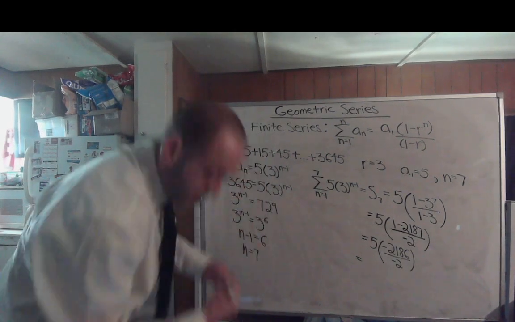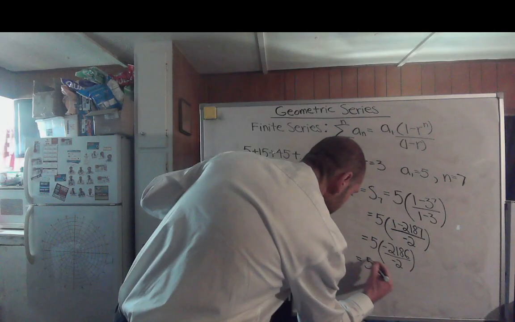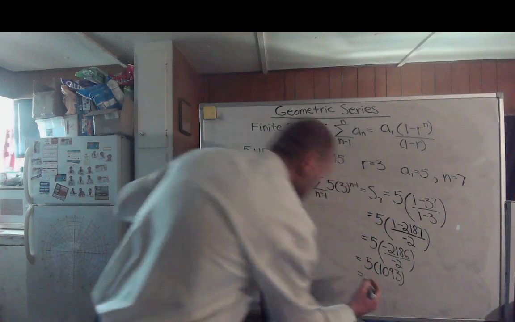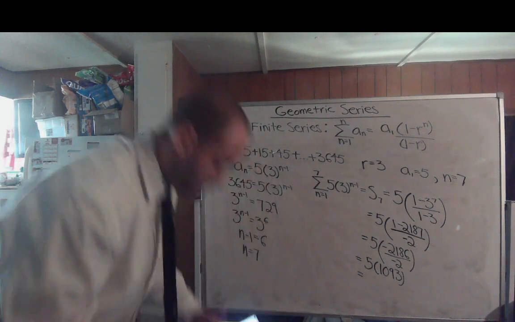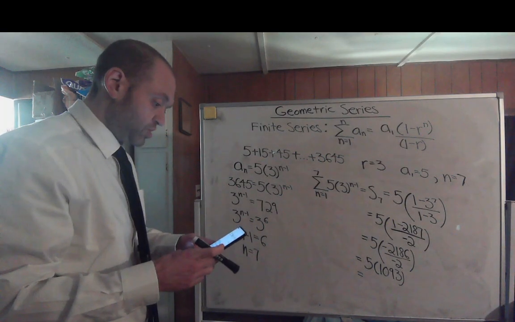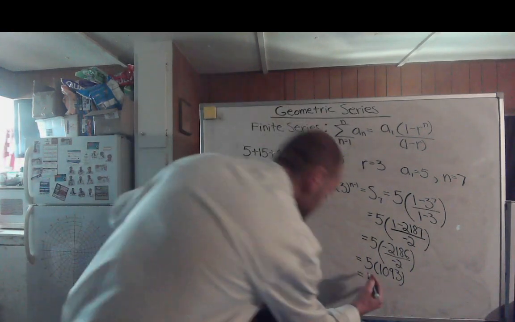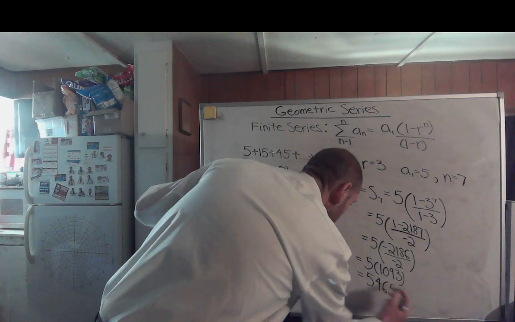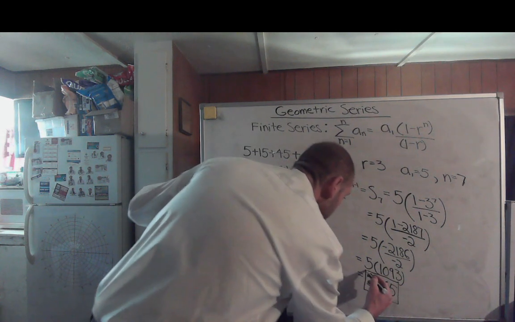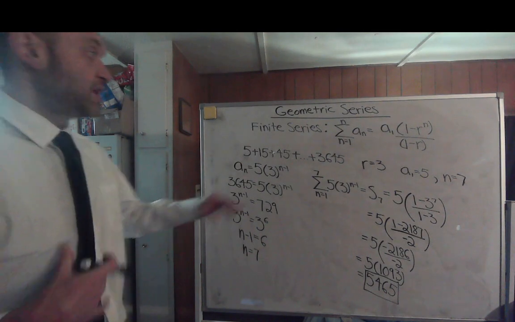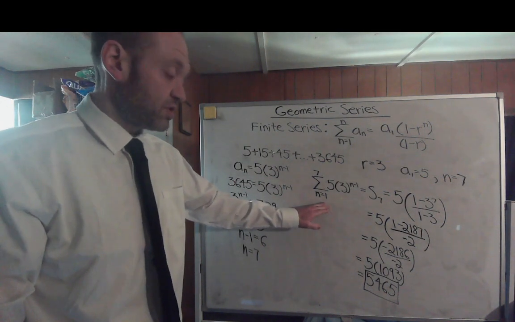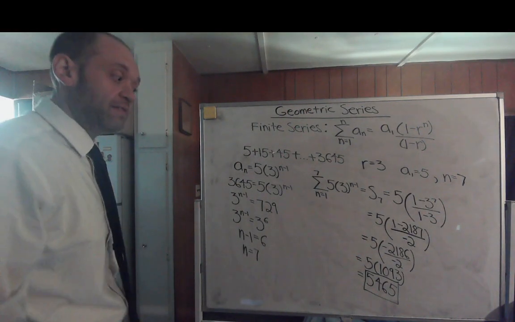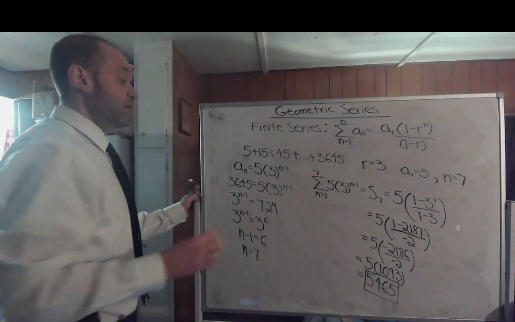You would end up getting 5 times 1,093, which should give us 5,465. So the sum of this finite series for 7 terms is going to be 5,465.